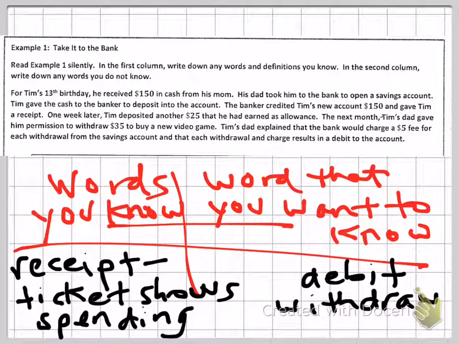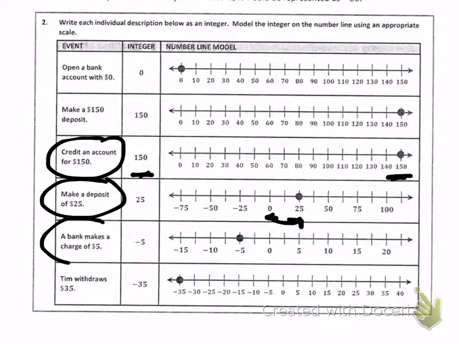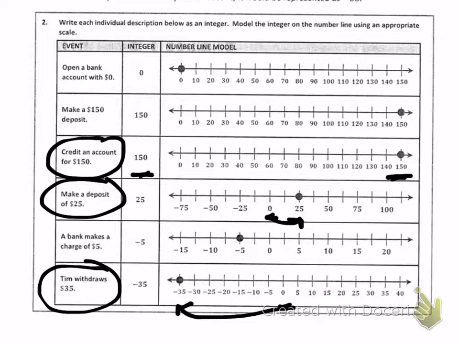Now the next month, and let me do some erasing here so you can see it clearly. The next month, Tim's dad gave him permission to withdraw $35 to buy a new video game. So that means that he spent the money. So on this number line here, oh, I went ahead. Not that number line. It's going to be this one here. This one shows that he spent $35. So that's when you're going to go to the negative side, because you're taking away from the money you have, so you're spending it, so that's going to be on the negative side. So that's where that number line represents that transaction or that step.